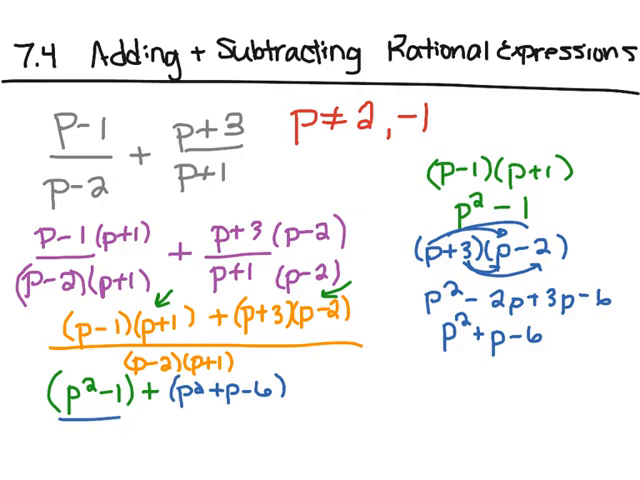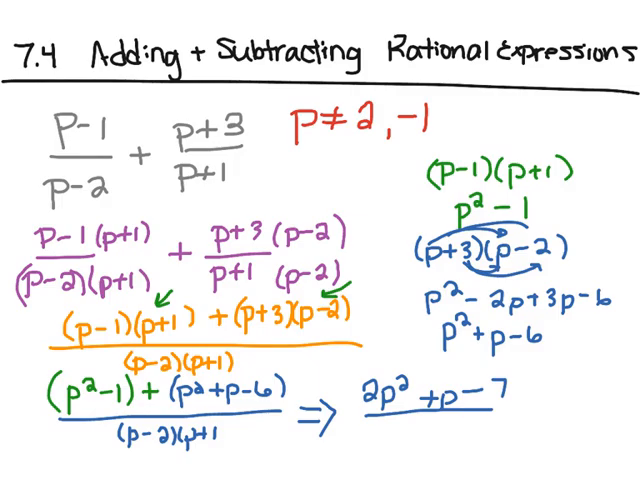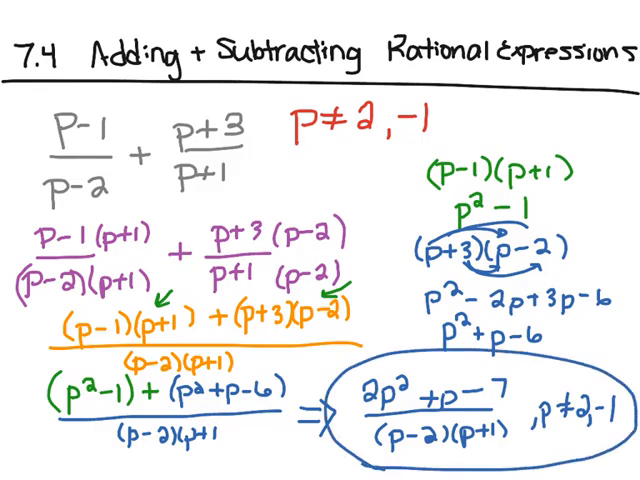And it'll all be over (p minus 2)(p plus 1). Now we want to simplify, so we have a p squared plus a p squared, so 2p squared plus p, and we have a -6 minus 1, so minus 7, all over (p minus 2)(p plus 1), when p does not equal 2 or -1. So that will be our final answer.